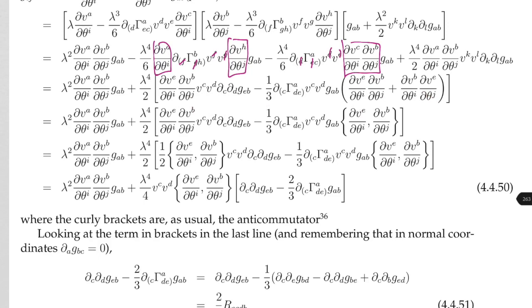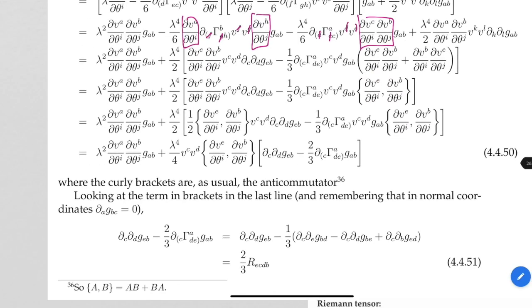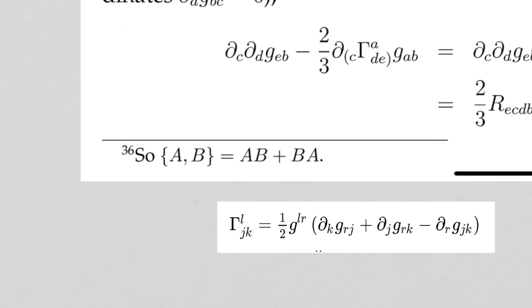The problem is going from this line to this line. What they want to do is they want to introduce this anti-commutator notation. And they define the anti-commutator notation way down here. They say, okay, and this is very standard notation.